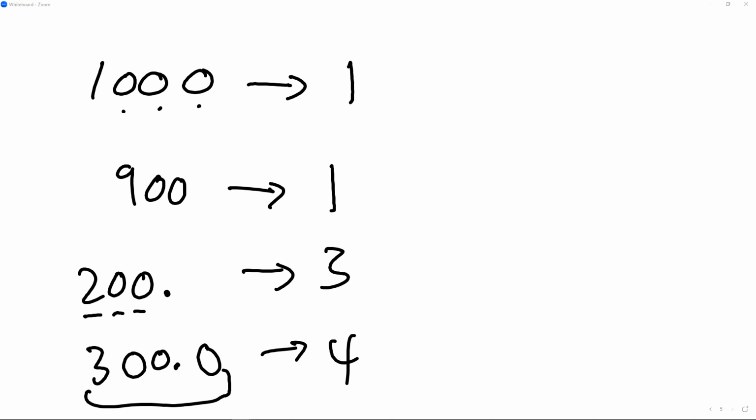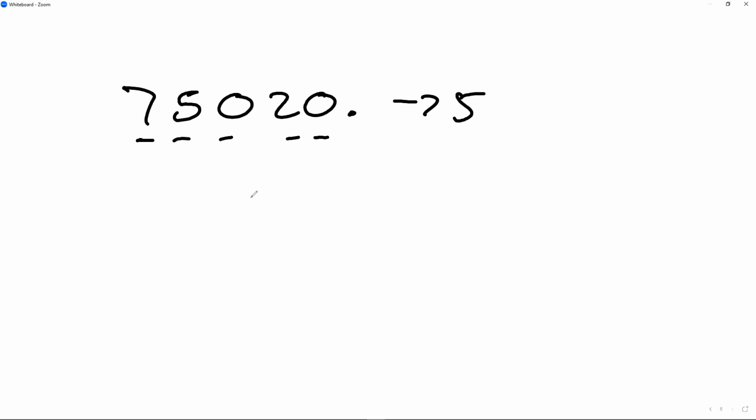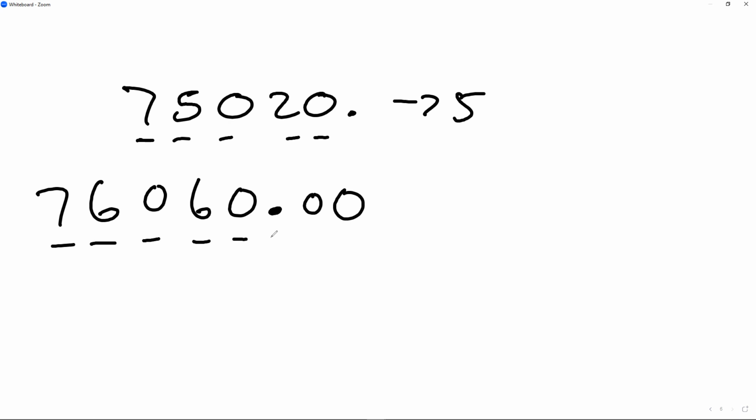Let's look at a few more examples like this. Suppose I've got the next one. I have a number like 75,020 with a decimal. 1, 2, 3, 4, 5 significant figures for this one. If I've got 760,000 and 60.00, again, the decimal exists. We count all of them. 1, 2, 3, 4, 5, 6, 7. So this is going to be 7 significant figures.